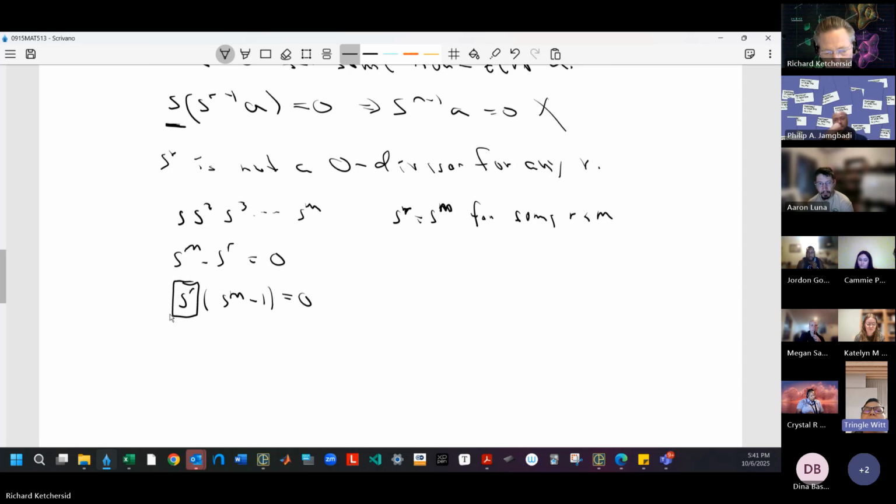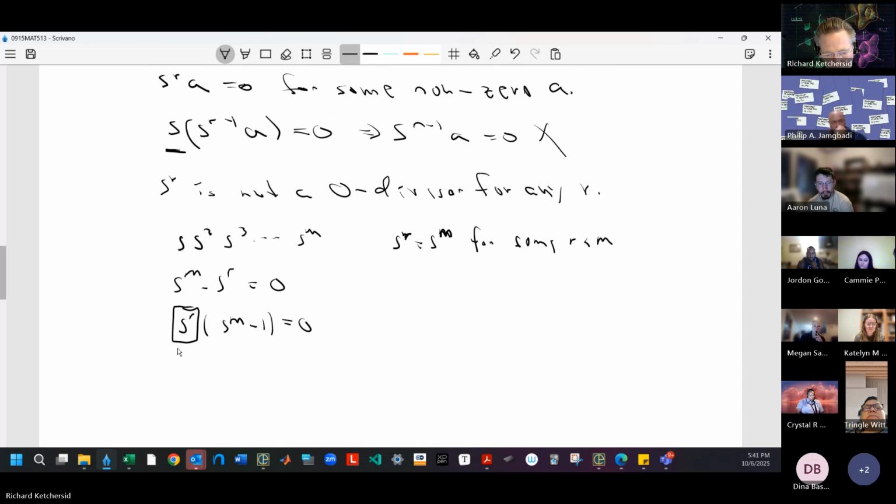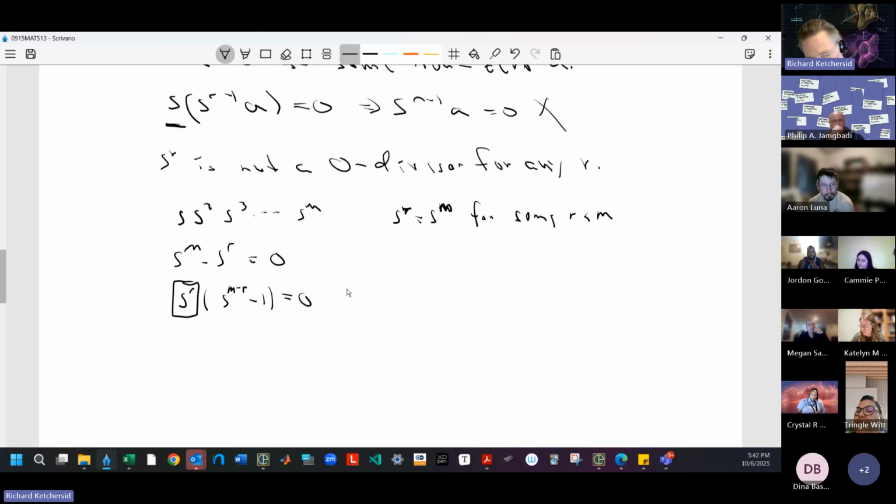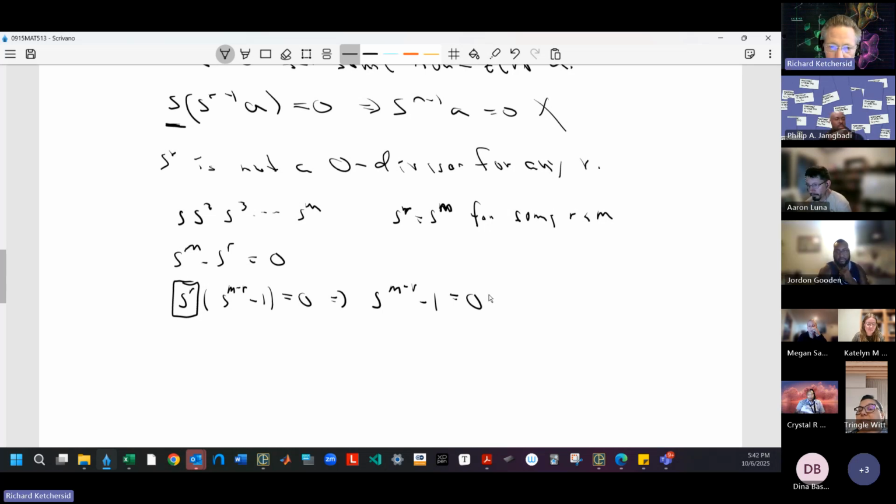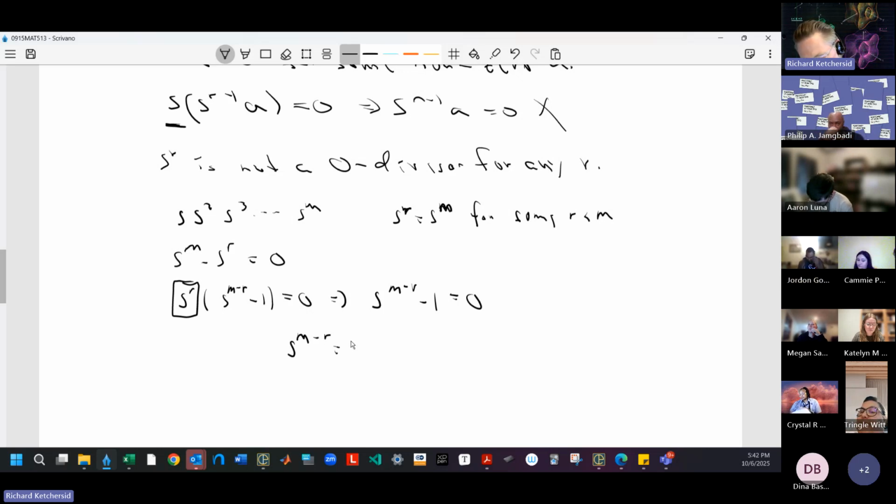Should we have S to the M minus R? S to the M minus R, yes. Sorry, that is important. So this thing has to be 0. Sorry, S to the M minus R minus 1. Okay, so we're almost done. So S to the M minus R is equal to 1.